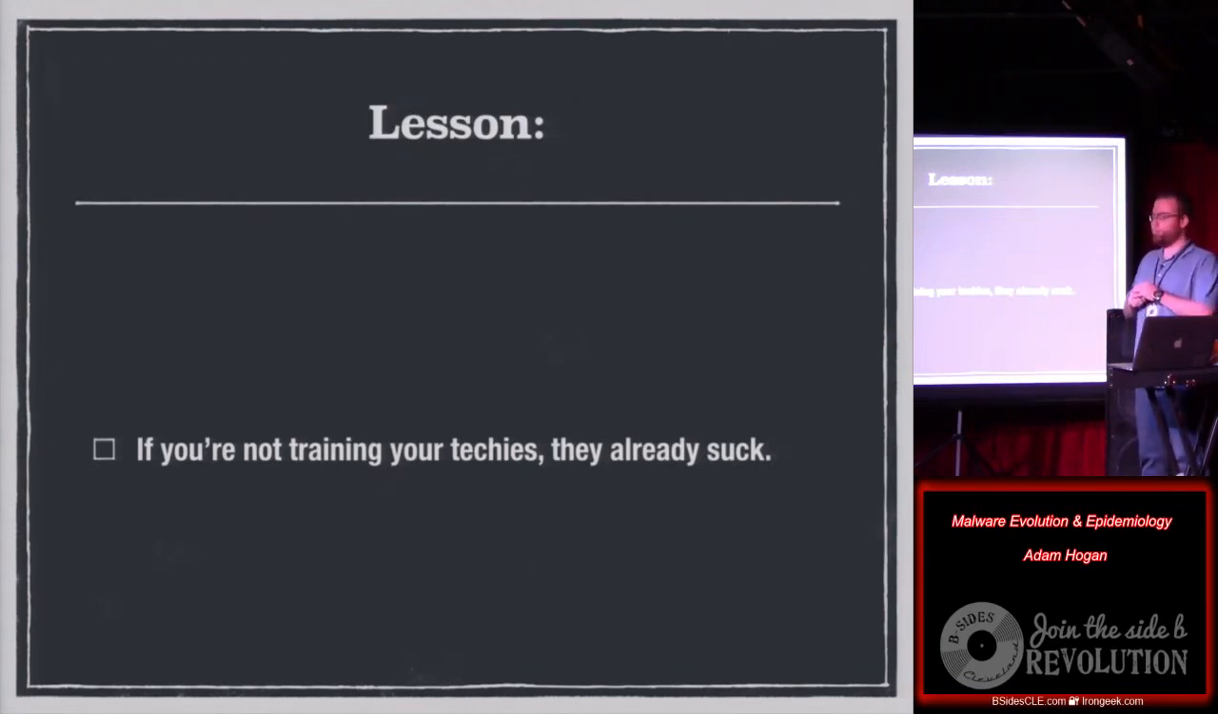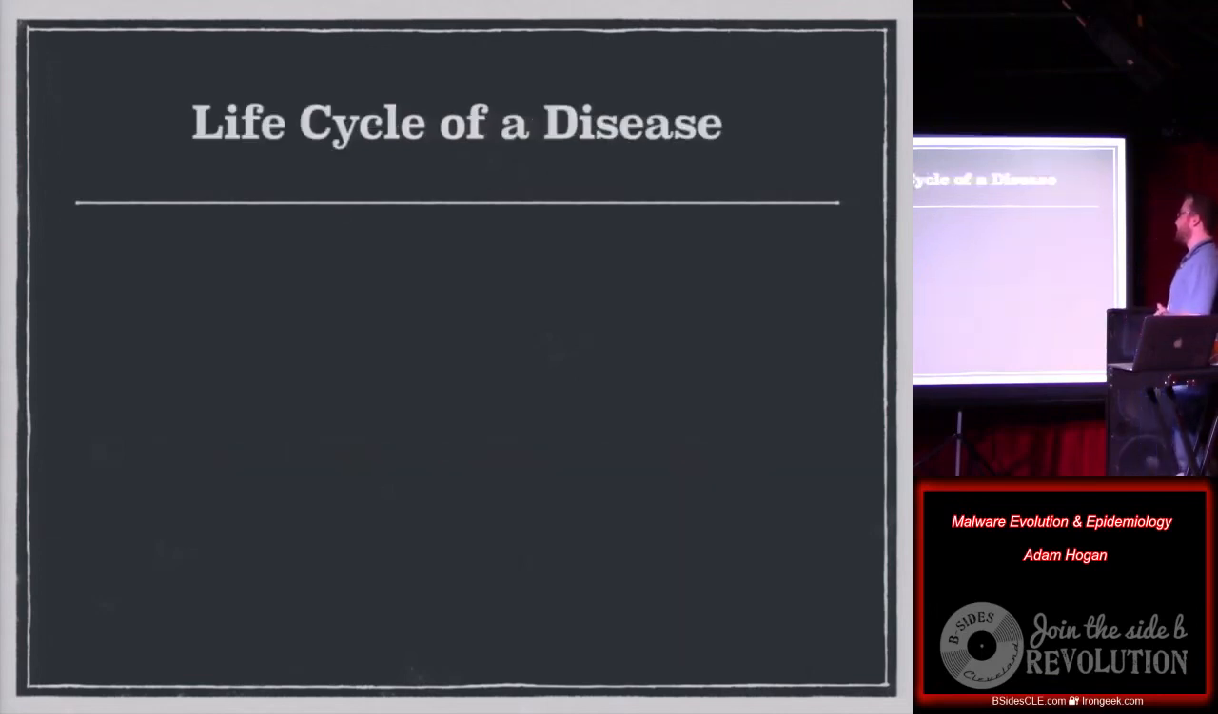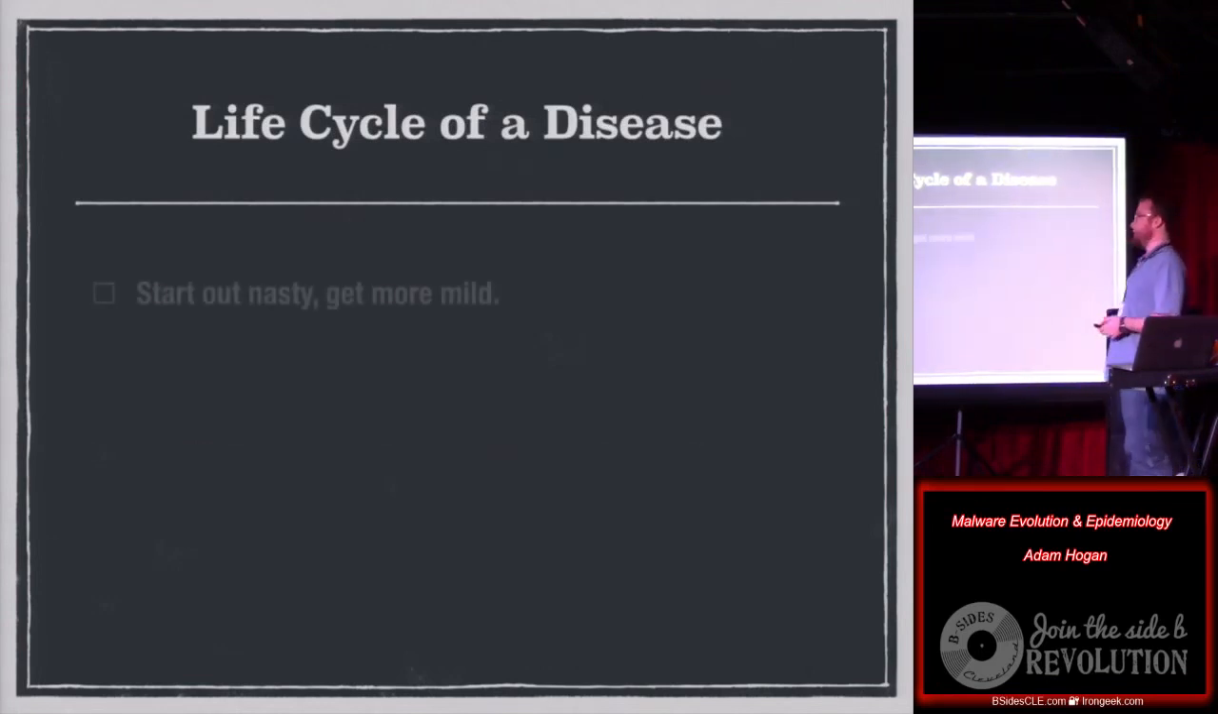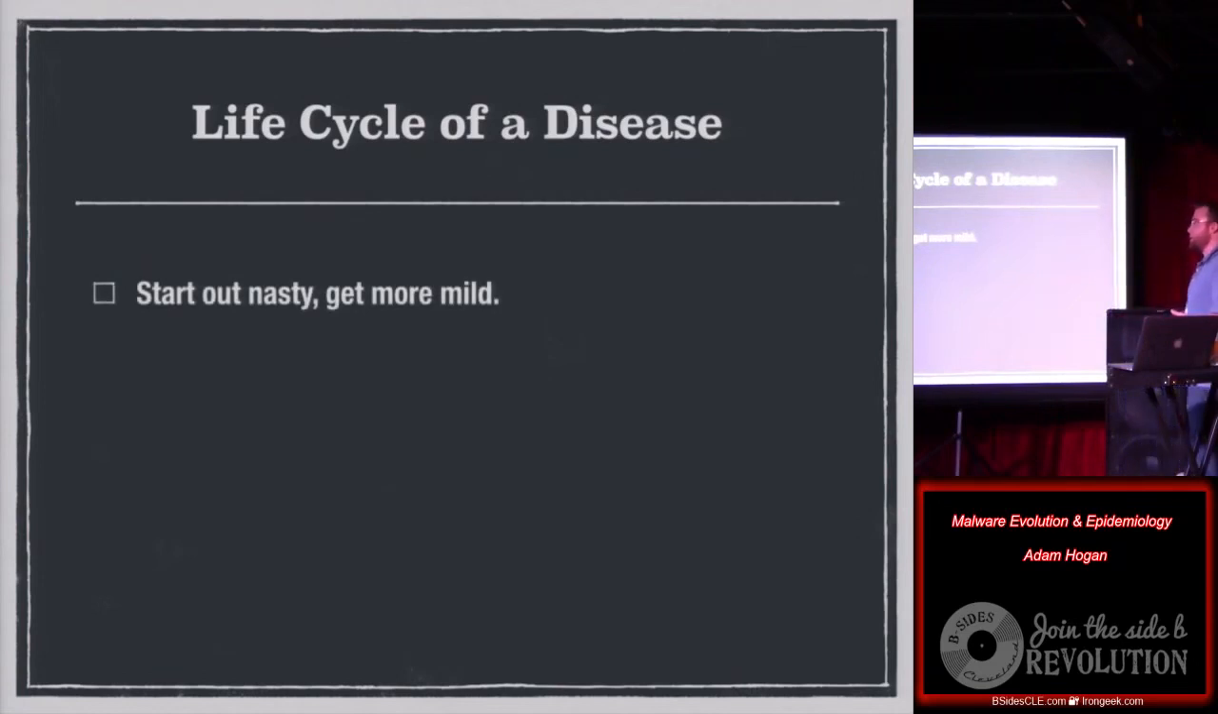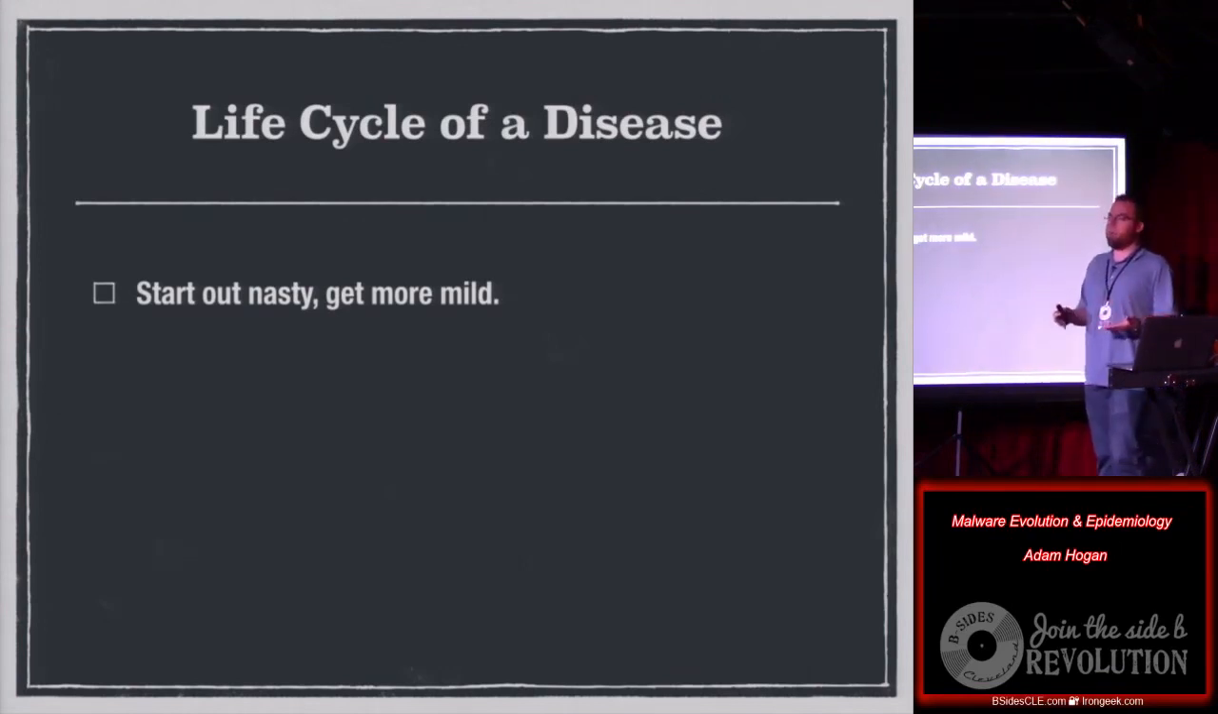All right, so another take at what we can learn from evolutionary theory is to look at the life cycle of a disease. I'll actually come back to this in more detail later. When we look at the life cycle of disease, what usually happens is it starts out very nasty and then gets more mild. That is, when a new variant of the flu comes around, it's very bad, and we'll see a lot of people hospitalized, but that same variant over time sort of evens out. It doesn't hurt as many people.